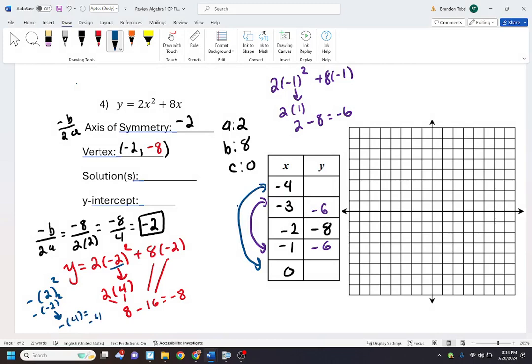Okay. Let me do this quickly. I'm going to take over because I don't want to run out of time. So it's 2 times 0 squared, plus 8 times 0. That's pretty easy. 0 plus 0 equals 0. This is 0.